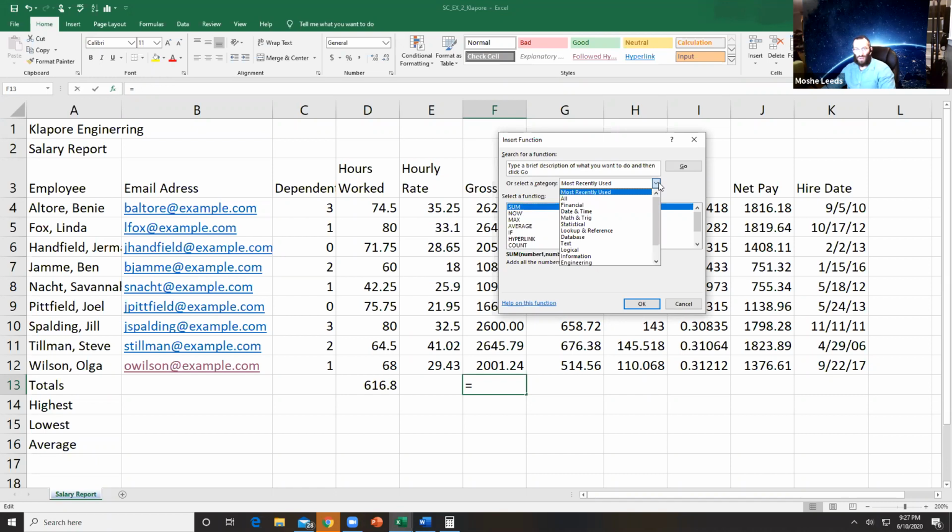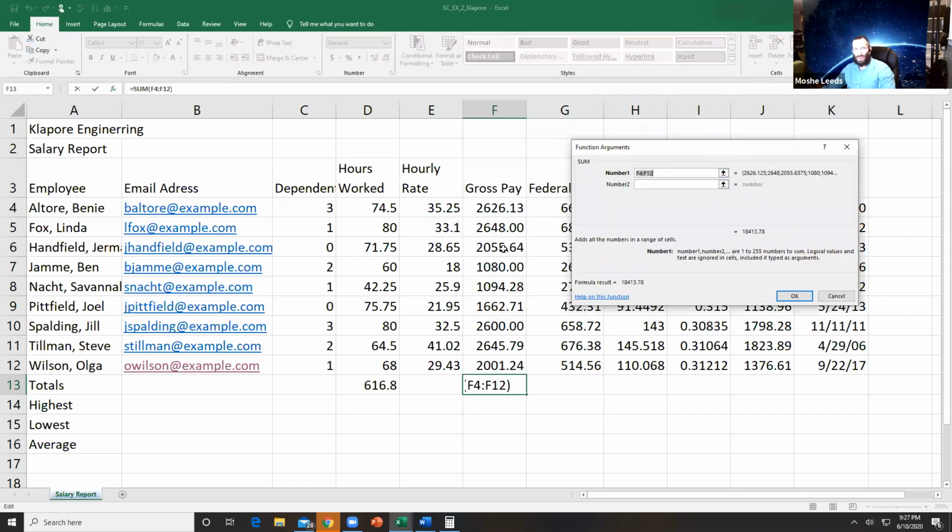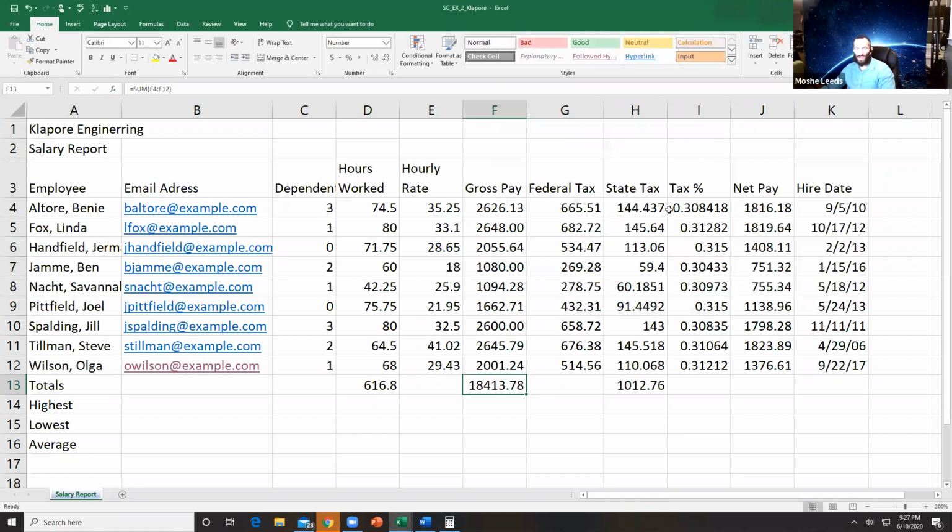Okay, and by the way, if you are looking for it, I think it's in math and trig. It's alphabetical, and just go to sum. Okay, and press OK. Then notice it did F4 to F12 automatically. Again, Excel recognized the digits and it stopped by the header. Okay, and I know those are the correct ones, so I just click OK.